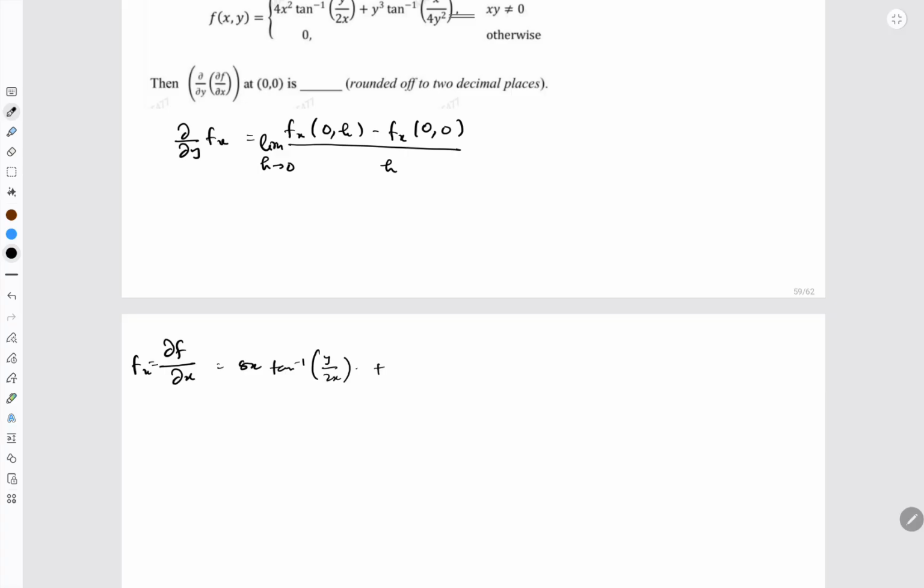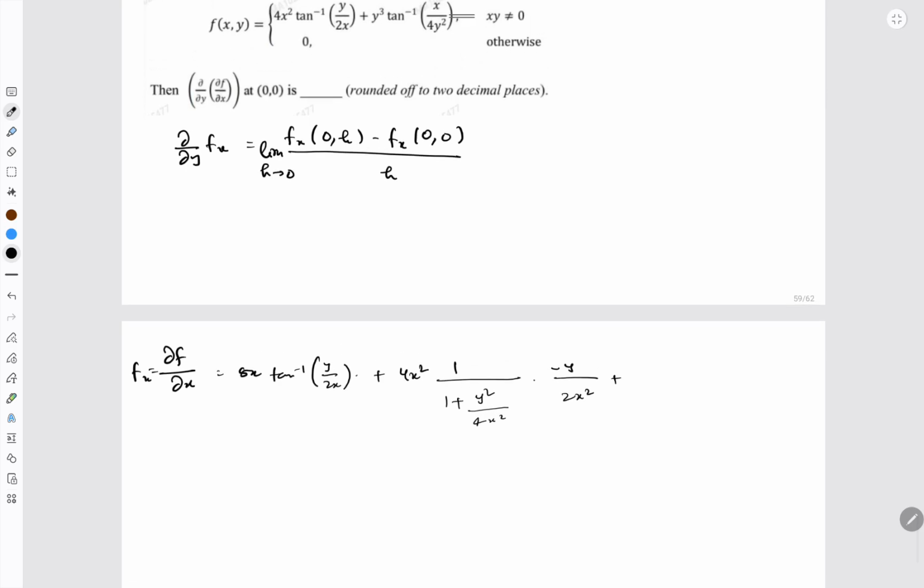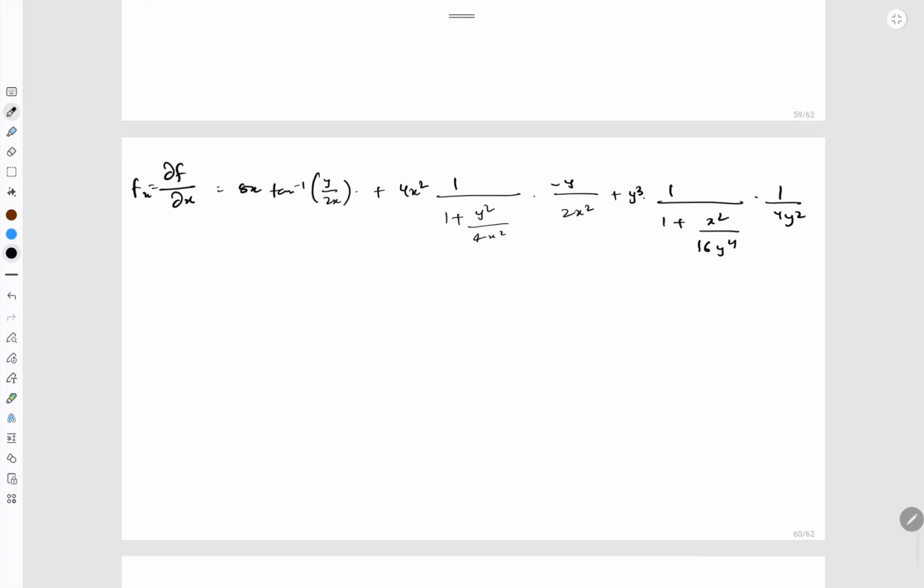So we are back. Now we'll take the derivative of tan inverse. So 1 by 1 plus y square upon 4x square, and the derivative of y by 2x with respect to x is minus y by 2x square, right? Plus, the second term y cube's derivative is 0, so no need to worry about this. So y cube multiplied by 1 by 1 plus x square upon 16y raised to the power 4, and then 1 by 4y square. This is my derivative, right?